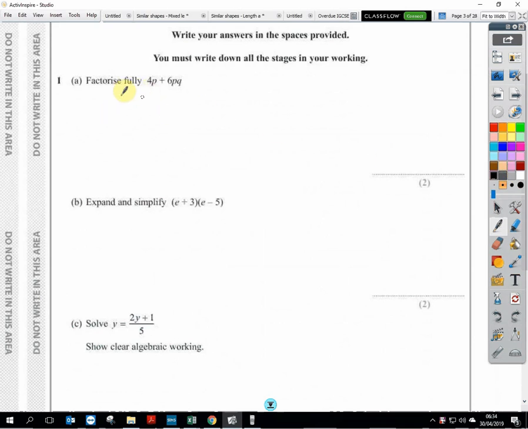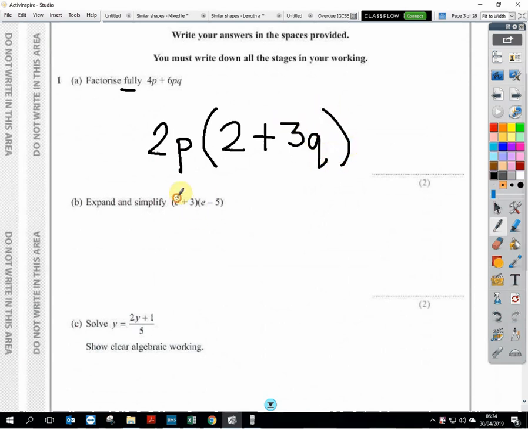Factorize fully, that means not just to take out a number but also take out a letter as well in this case. So 2 is common, p is common, 2p goes outside the bracket. What do you multiply 2p by to end up with 4p? You multiply it by 2. What do you multiply 2p by to end up with 6pq? Multiply by 3q.